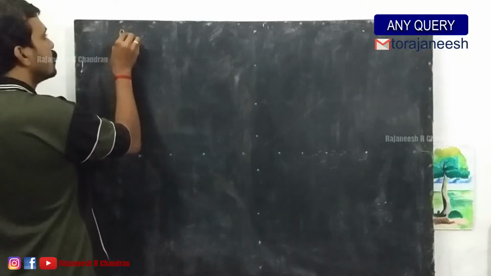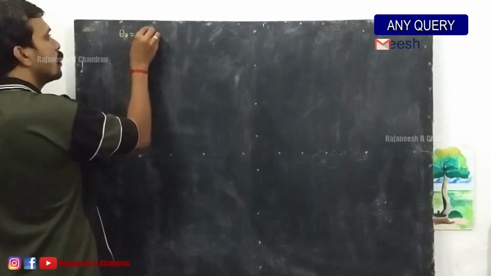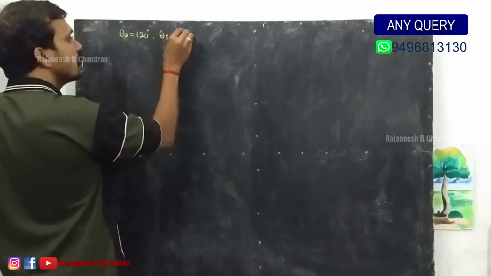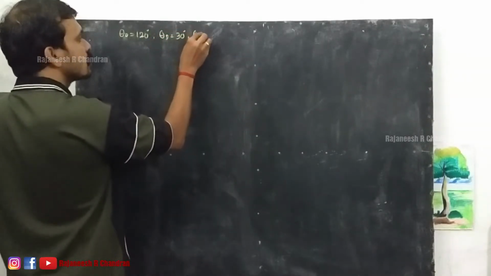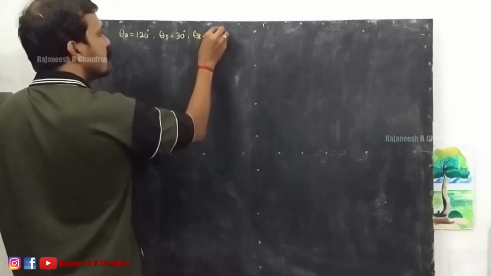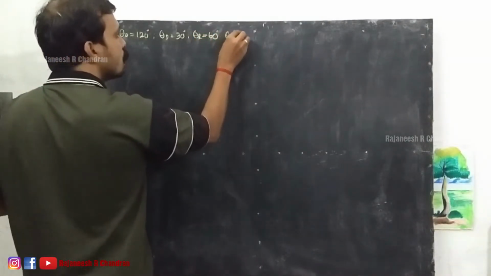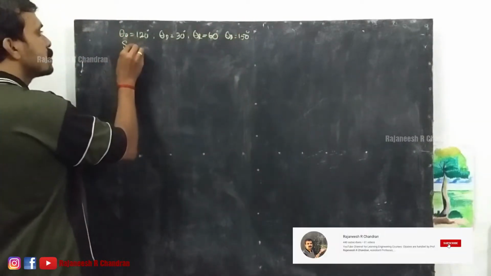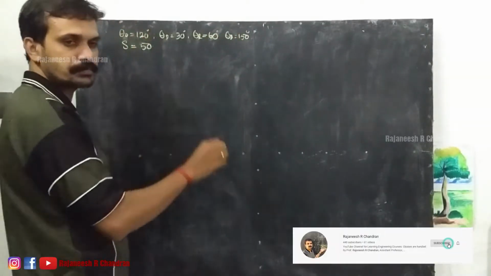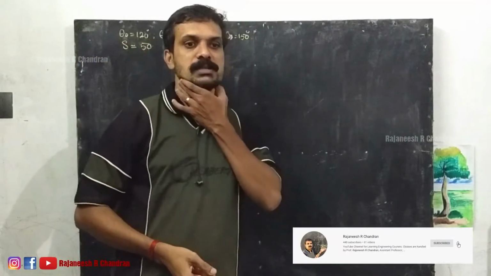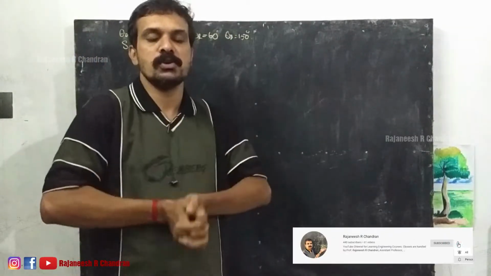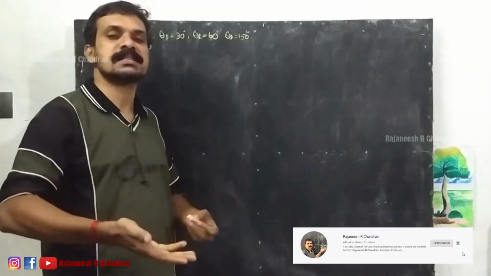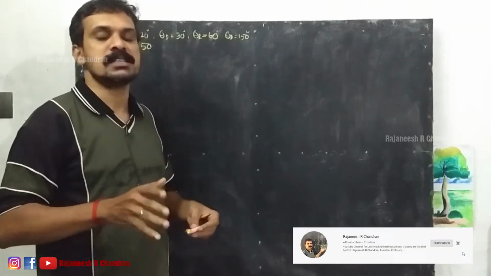So it is given that the outstroke is 120 degree, then the dwell in between is 30 degree, then the return stroke is 60 degree, and again the balance dwell is 150 degree. Stroke length is 50 mm. So with the help of this much data, we can construct the displacement diagram.